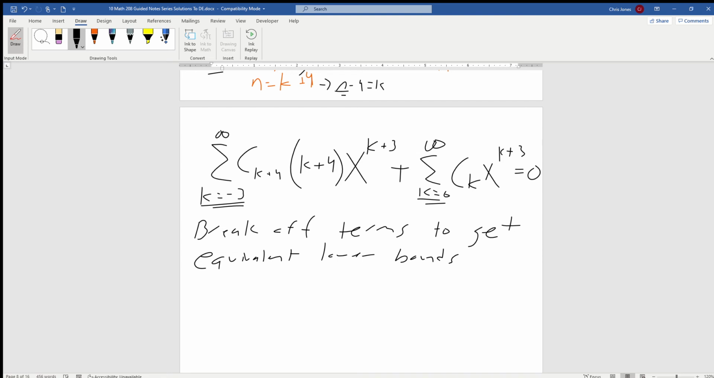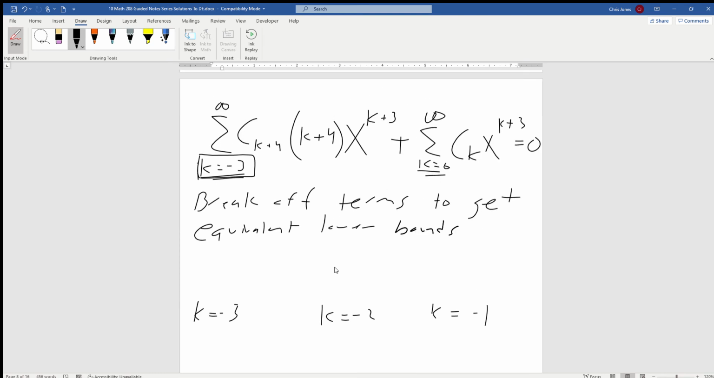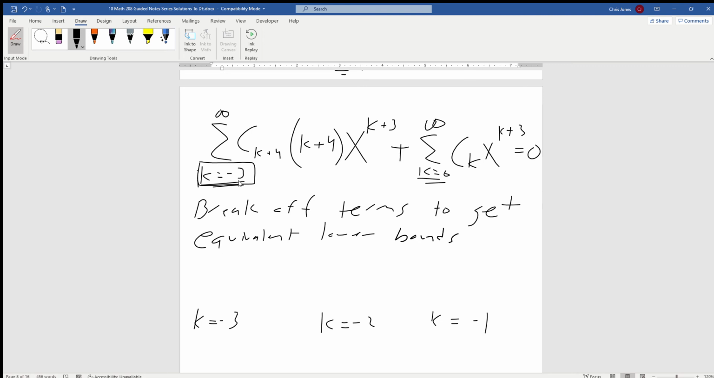All right, so we're going to have to break off enough terms from this k equals -3 to get to k equals 0. So what are we going to have to break off? We're going to have to break off k is -3, k is -2, and k is -1. Remember, with a series, you just keep going up in terms. In this case, we're starting at -3, then we go to -2, then -1, and then we hit 0. All we're going to do is substitute those values back into this sequence, c sub k plus 4, k plus 4, x to the k plus 3.